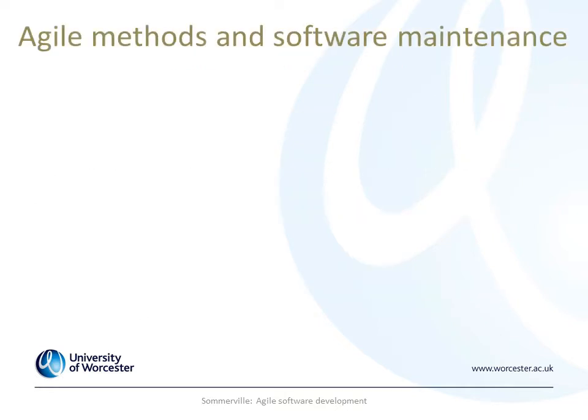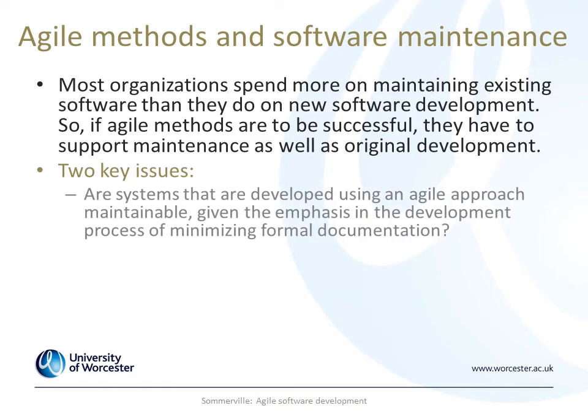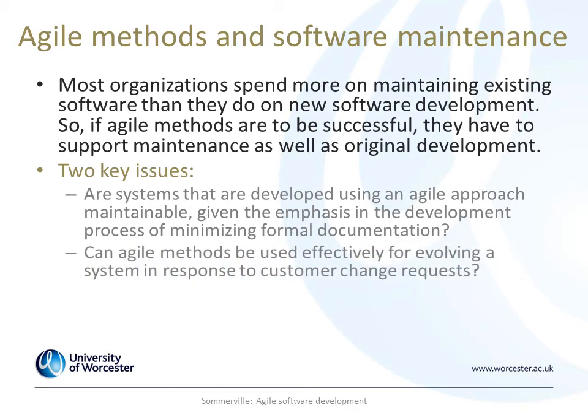Another problem is with software maintenance. Now, most organisations spend more on maintaining existing software than they do on new software development. So if Agile methods are to be successful, they have to support maintenance as well as original development. And two key issues come up here. Are systems that are being developed using an Agile approach maintainable, given the emphasis in the development process on minimising formal documentation? And can Agile methods be used effectively for evolving a system in response to customer change requests?